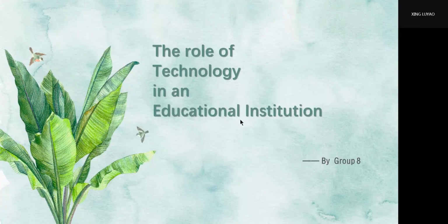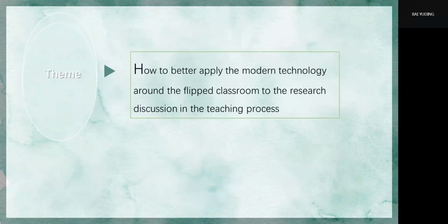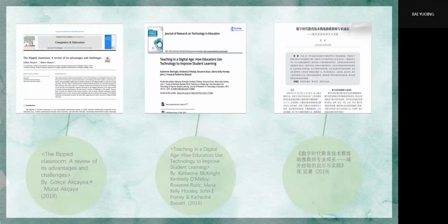Now we start to talk about the topic of the role of technology in an educational institution. First, we choose a teaching technology, flipped classroom, as our object of research and discussion. As you can see on the screen, these are the references we selected, including the one designed by the teacher.